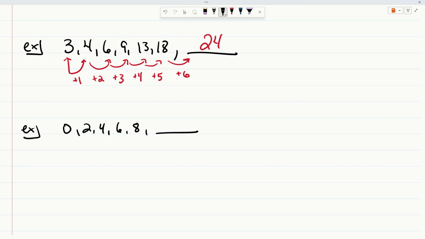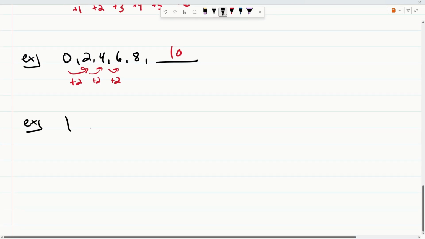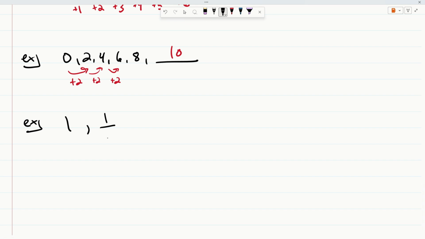Like in this example here, 0, 2, 4, 6, many of you are probably just sitting there saying, well, the next one's going to be 8 because these are even numbers because we just add 2 to go to each one. But the pattern doesn't always have to be an addition. For example, it could be something like this. Let me think about this.